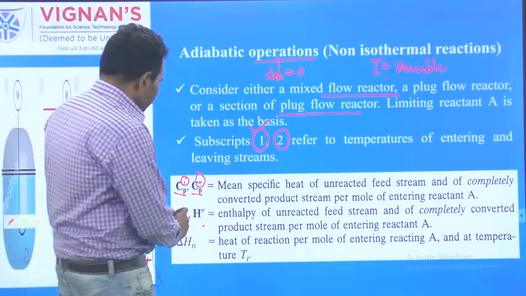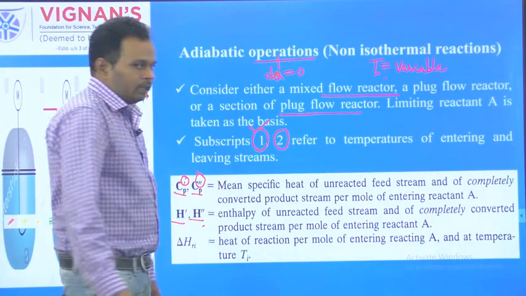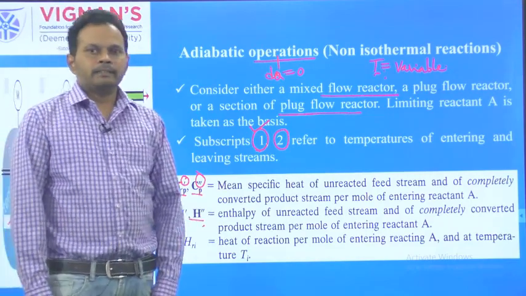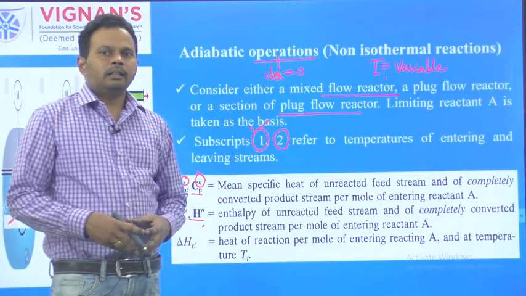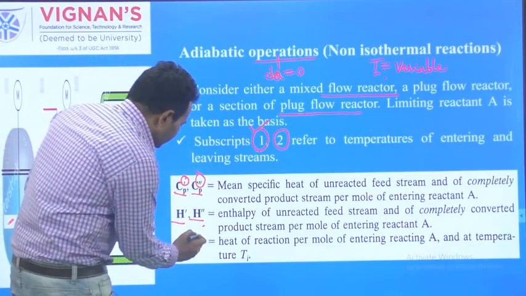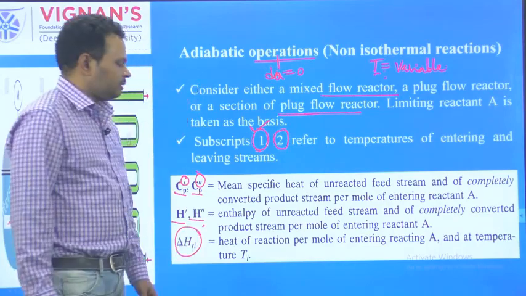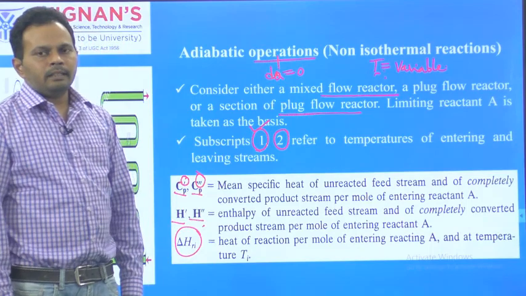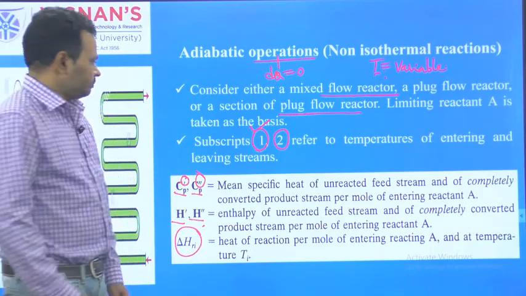Similarly, we have H dash and H double dash. H dash is the mean enthalpy of the unreacted feed stream, and H double dash that of the completely converted product stream, per mole of the entering A. And the next one is the del HRI. Del HRI is the heat of reaction at a temperature Ti based on the unit mole of entering A.